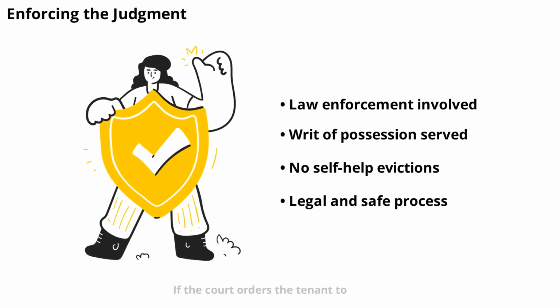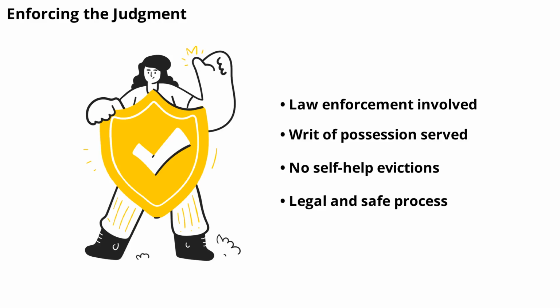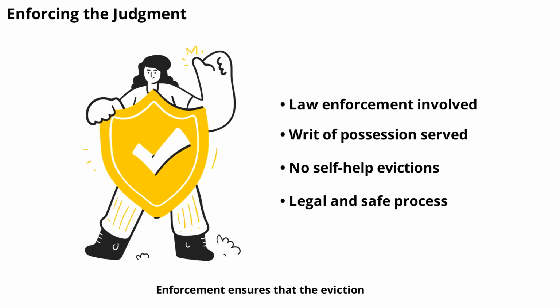If the court orders the tenant to vacate and they still refuse to leave, the landlord can request law enforcement assistance. This usually involves a sheriff or other official serving a writ of possession, which authorizes the removal of the tenant from the property. It's important to note that landlords cannot take matters into their own hands, such as changing locks or removing belongings without proper legal authority. Enforcement ensures that the eviction is carried out lawfully and safely.